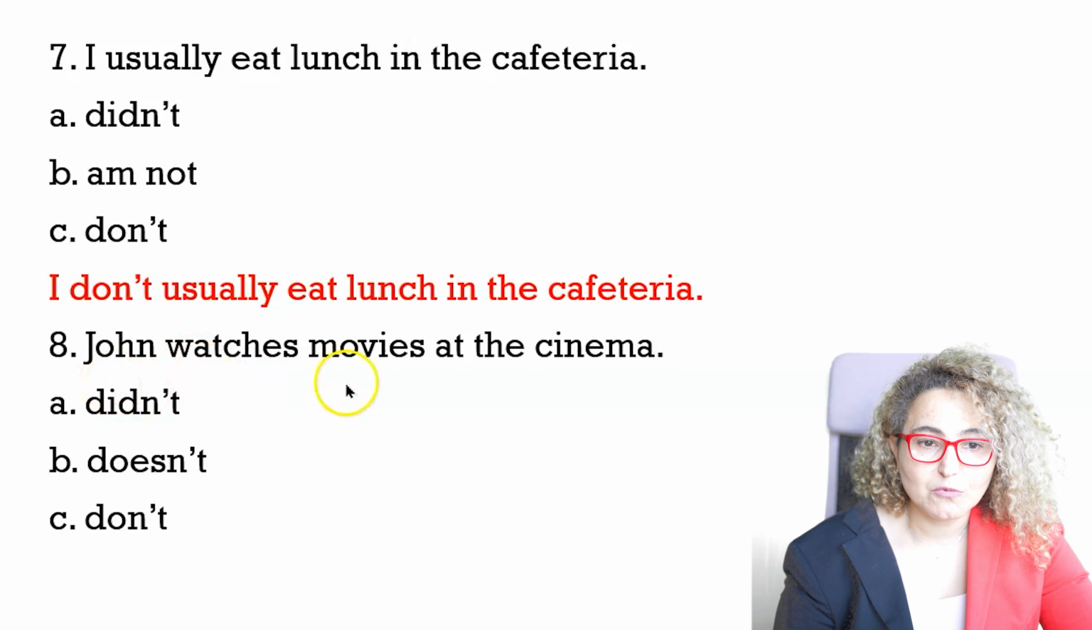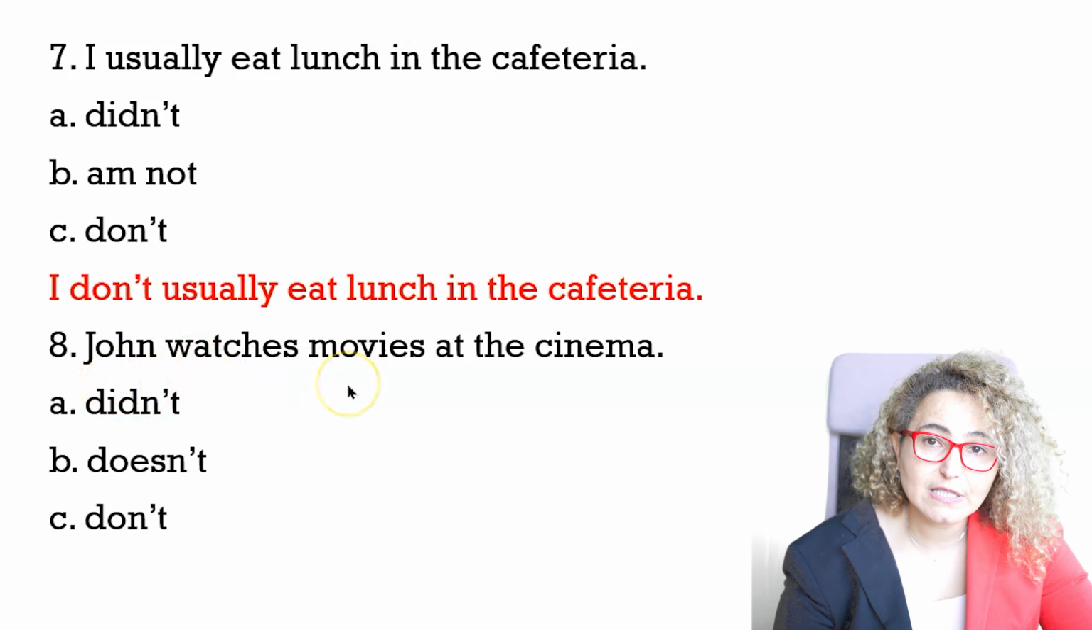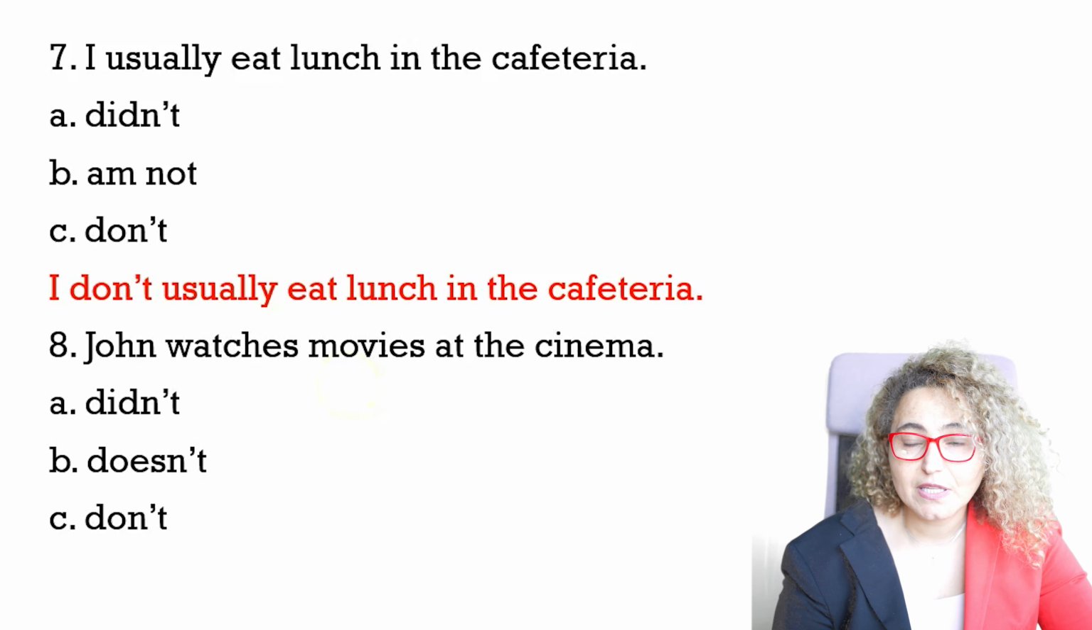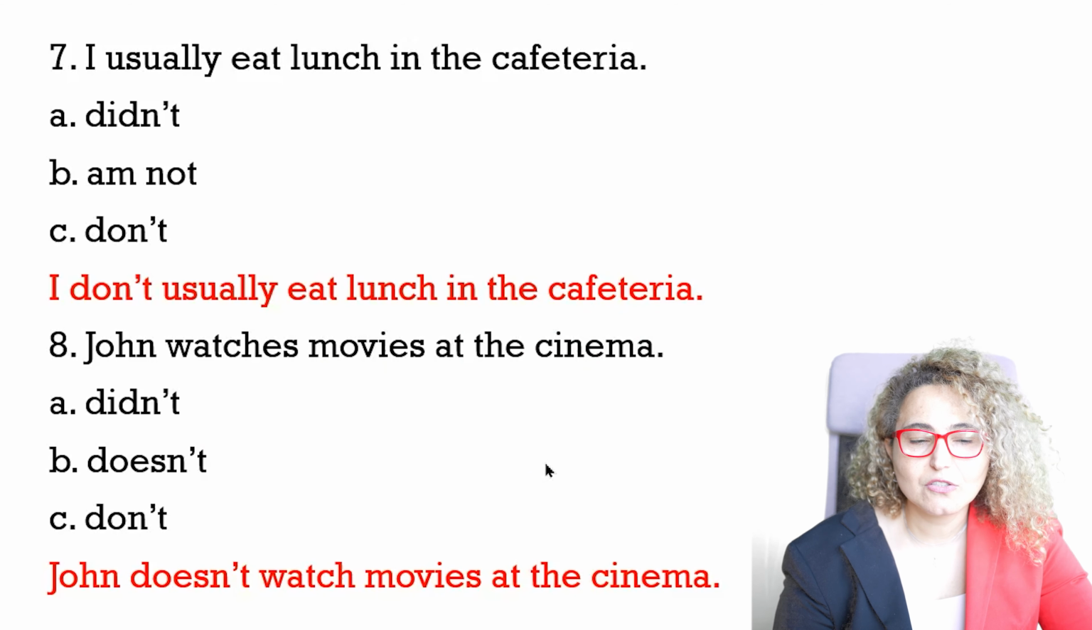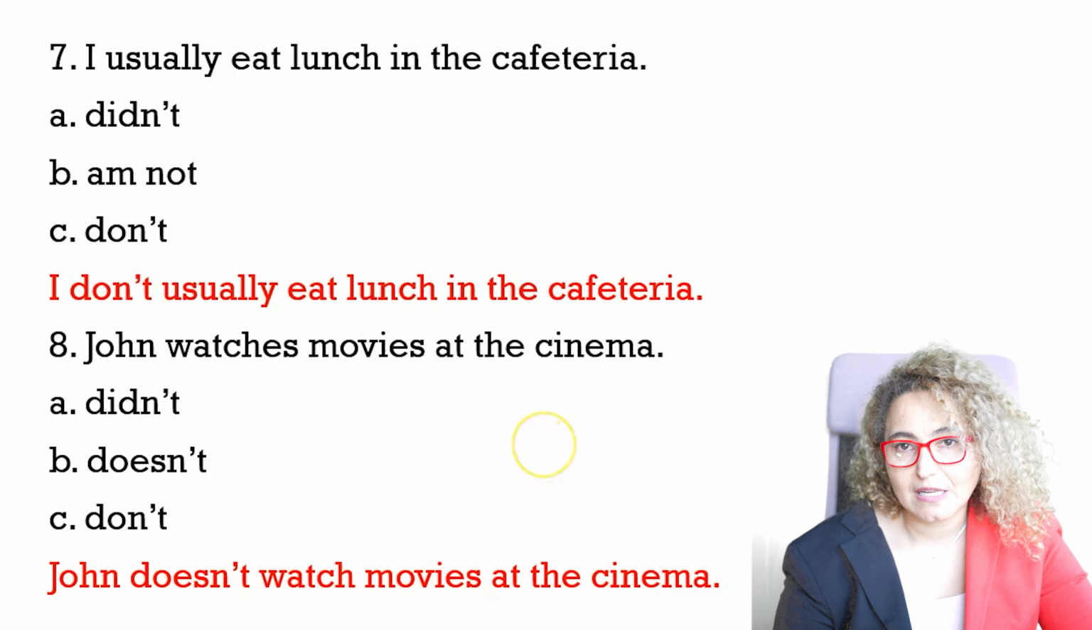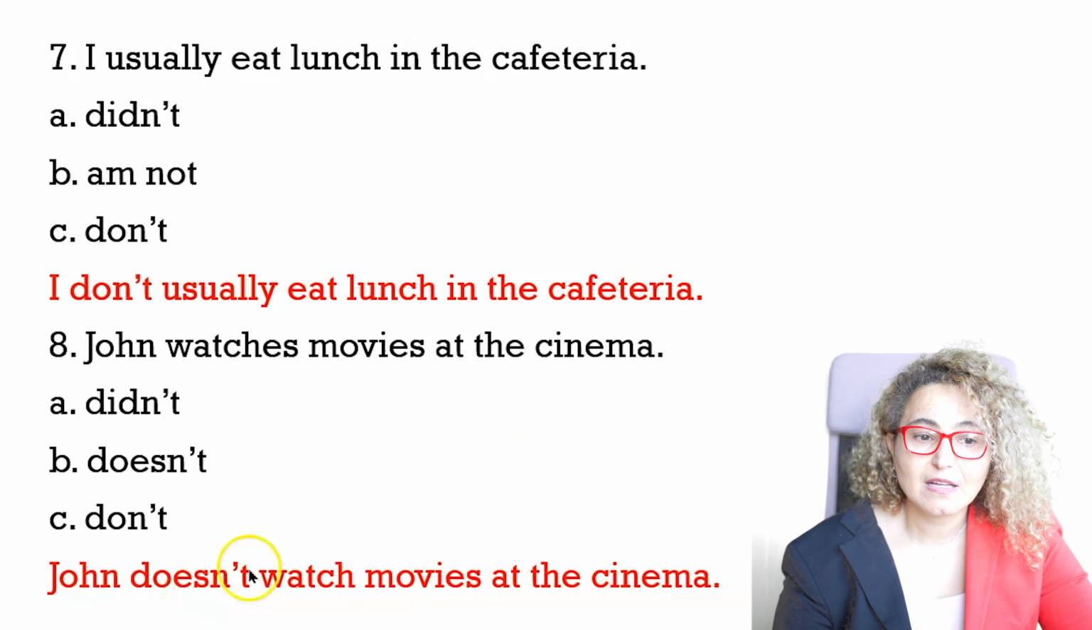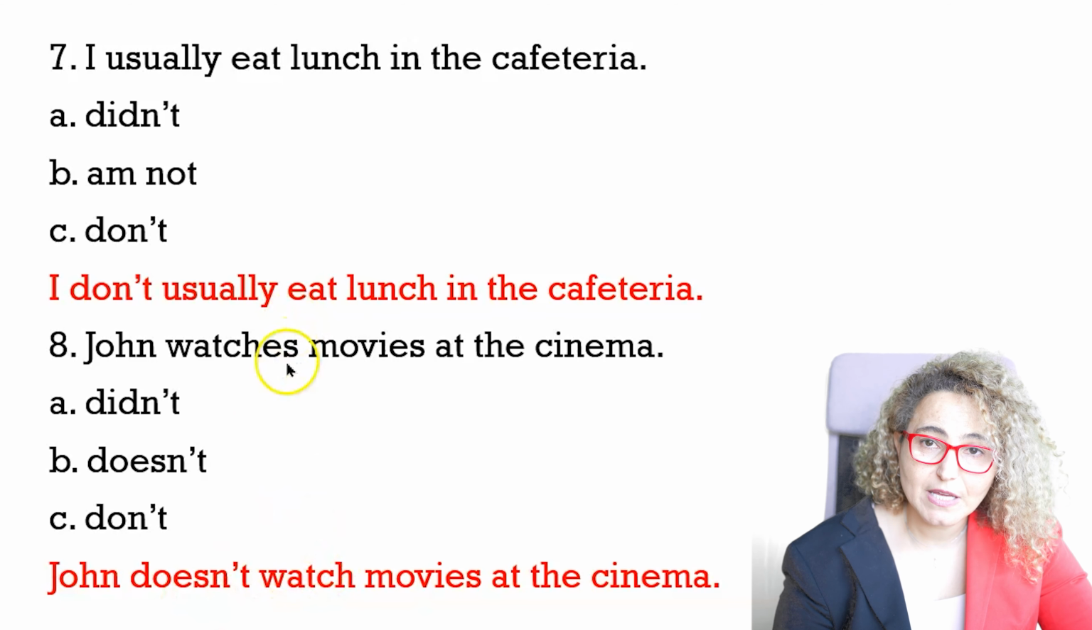John watches movies at the cinema. John is a he. So with he, what do we use? John doesn't watch movies at the cinema. Doesn't watch. Drop the S, add doesn't.